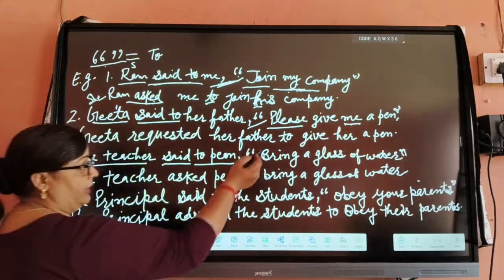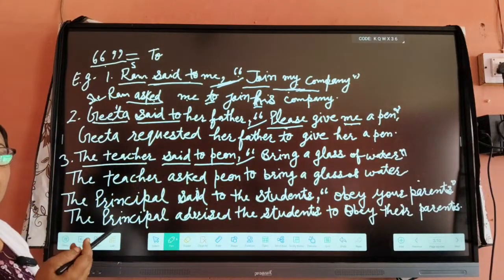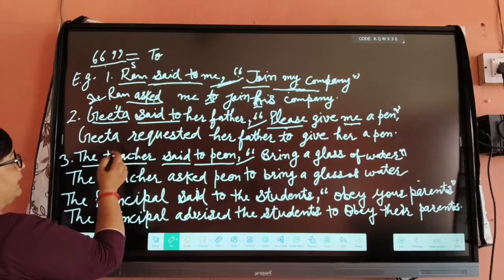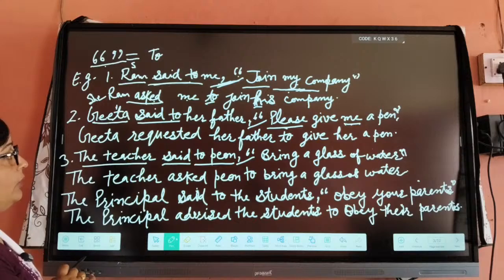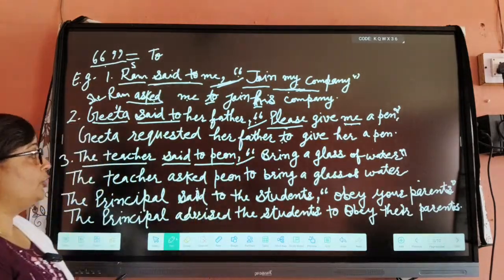In the second sentence, we see Geeta said to her father, "Please give me a pen." Here the word is please. That's why the sentence is telling us that Geeta is requesting her father. So we will change our said to into requested. And in place of inverted commas, we have used here to.